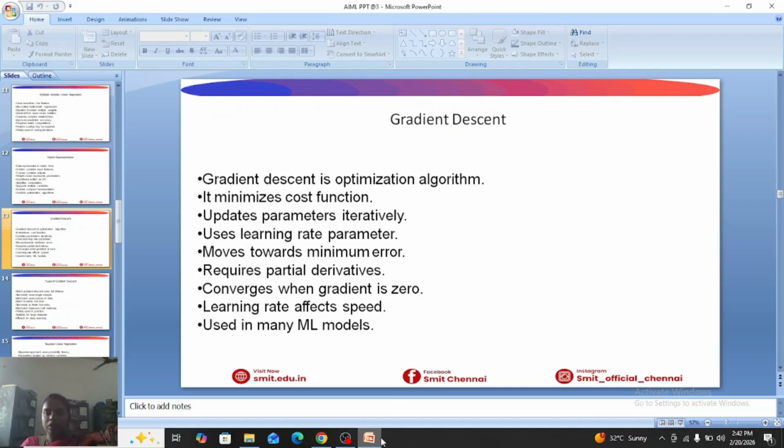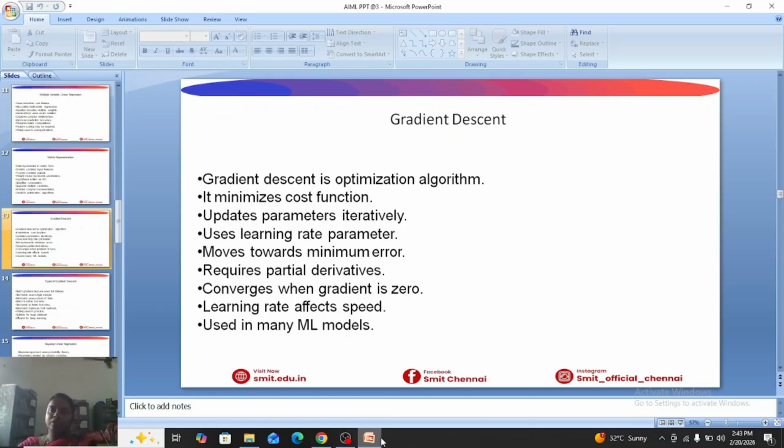Most important is the learning rate, alpha. A small alpha gives slow convergence. A large alpha may overshoot the minimum. An optimal alpha gives fast and stable convergence.